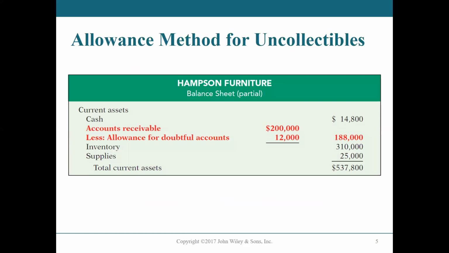At year end, this is what the current assets section of our balance sheet would look like. You would see the accounts receivable shown there, less the allowance for doubtful accounts. This amount right here is what we call the book value. Sometimes people call it the net realizable value, which I think is even more confusing. It's just the amount of our accounts receivable that we think is collectible, that we're actually going to be able to get from the customer.